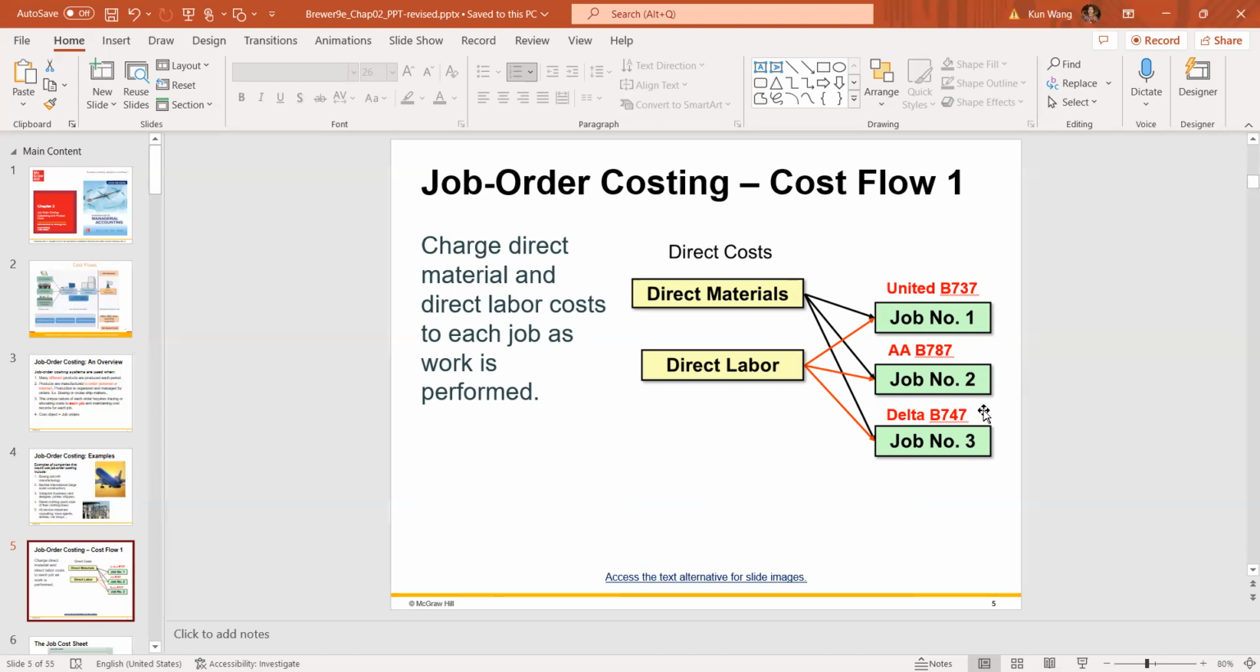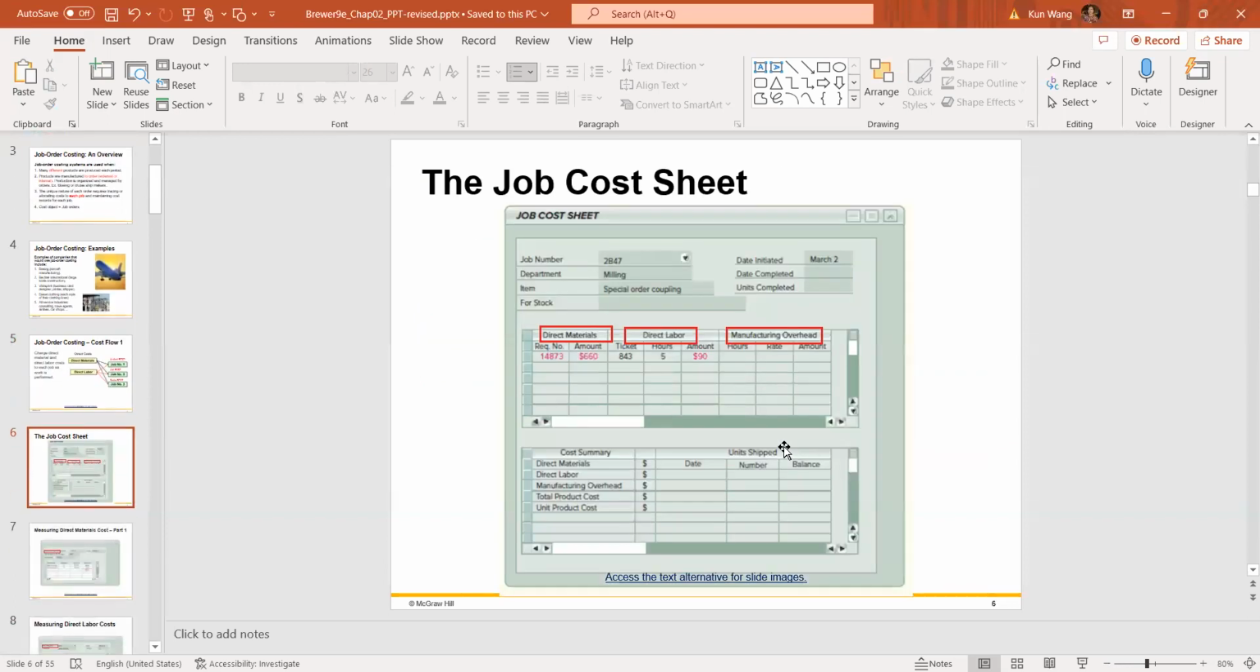So we'll track all of the cost down to each of the jobs. Whether it can be manual or computerized, we will keep a job order, like a job cost sheet, or the paper, is the cost summary for each job. This is only a sample. Each company may use different formats, but they should share some similar information.